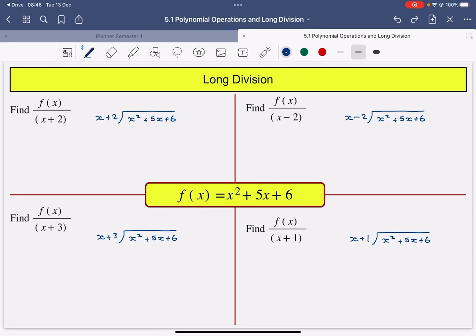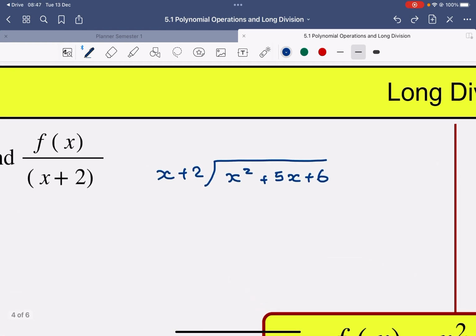Okay, we've got some questions here just starting long division. This might be the first time you've ever done long division, and these are all just going to be using some quadratics, which are quite straightforward. So I've got this quadratic in the middle, x squared plus 5x plus 6, and I'm going to divide it by x plus 2. Now you may already realise that x plus 2 is actually a factor of x squared plus 5x plus 6.